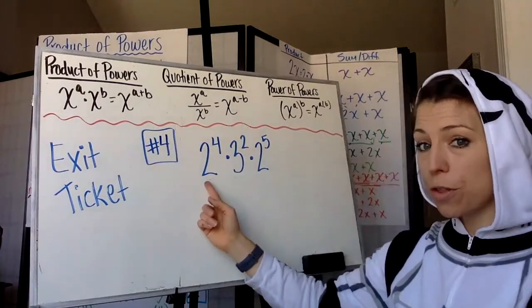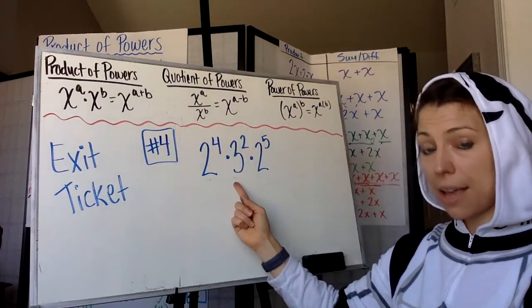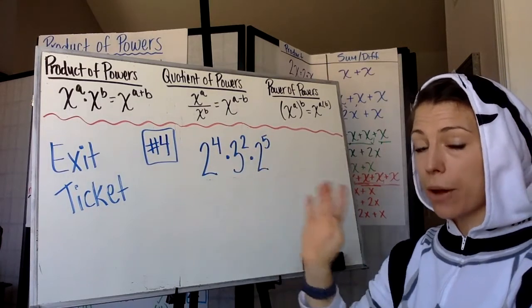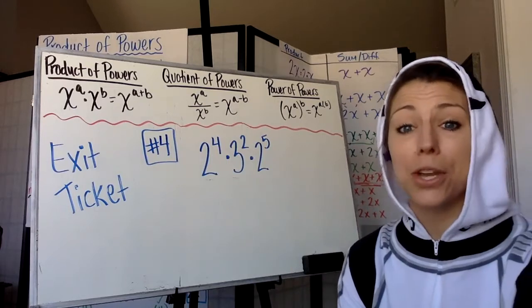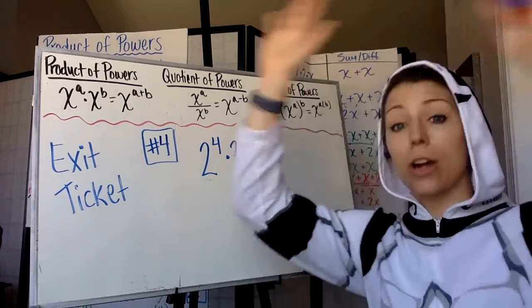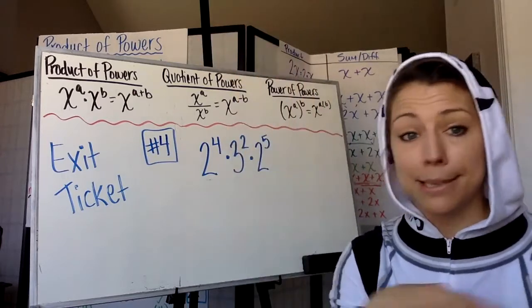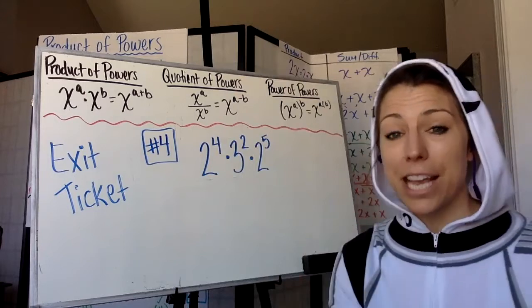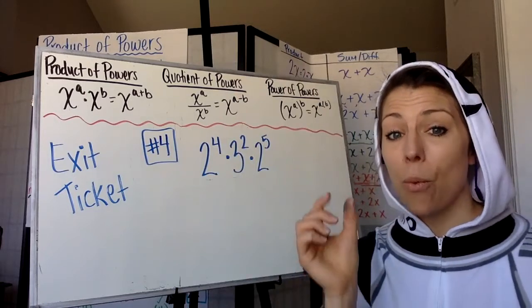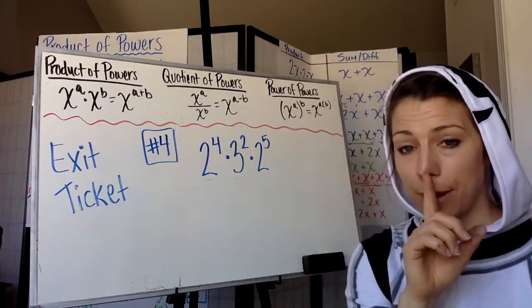I have 2 to the 4th power times 3 to the 2nd power times 2 to the 5th power. Now remember, my goal here is not to figure out the answer. Like I don't need to know the large actual number that this equals. That is not the goal here. The goal is to write this as a single power. So like 1 power raised to an exponent.